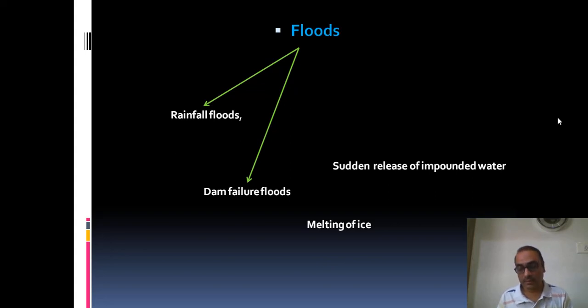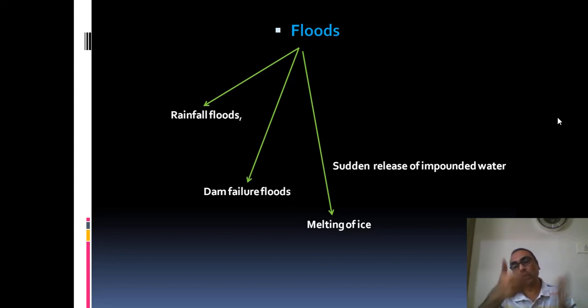And then the third one is the melting of ice, because nowadays we see that global warming is very much there, and due to global warming the temperature of the Earth's atmosphere is increasing, and ice from the polar regions as well as from the mountain peaks is melting and trickling down in the form of a kind of flood. So that's also called the melting of ice flood.